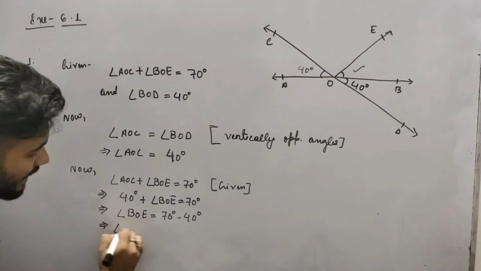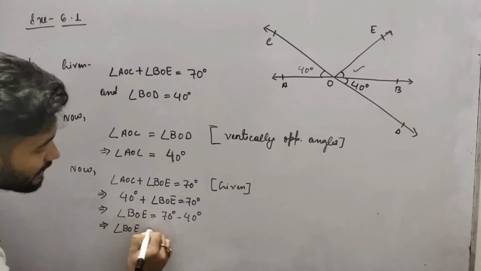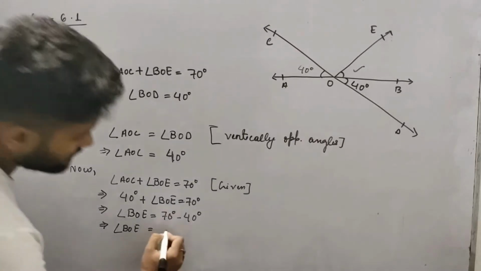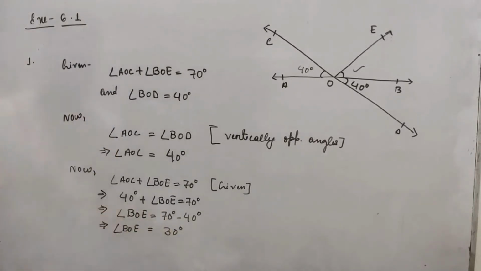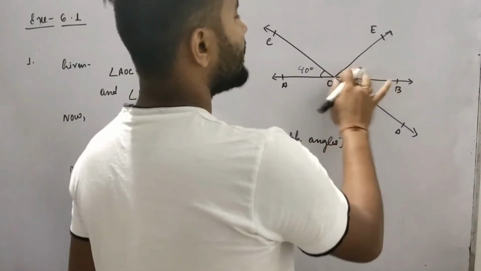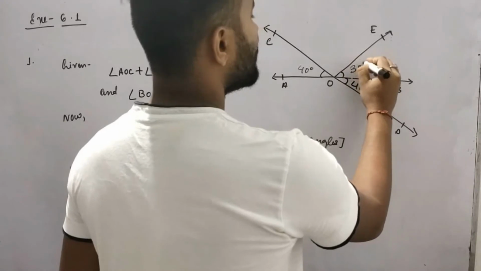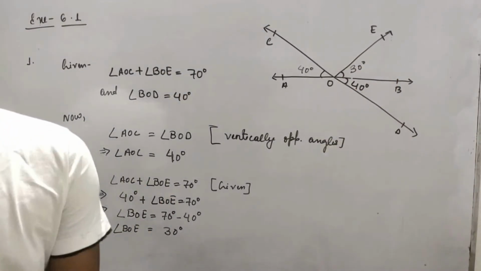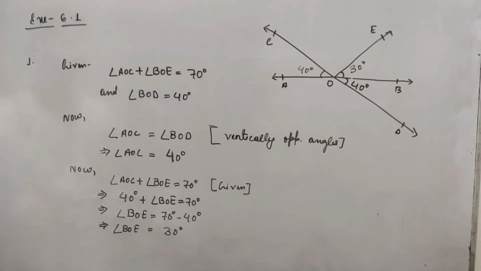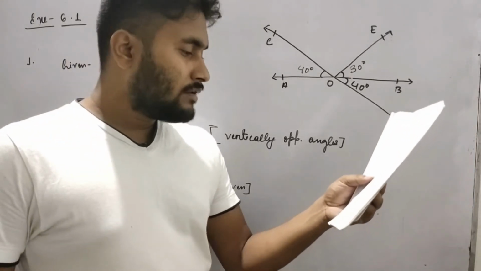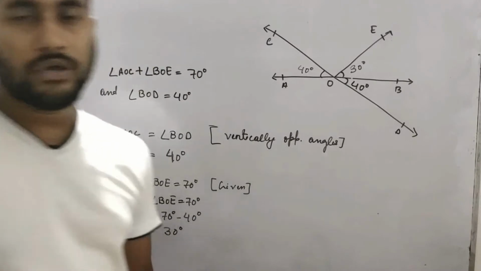So which implies angle BOE will be equal to 70 minus 40, which is 30 degrees. So the value of angle BOE is 30 degrees. We have got one answer, and one more we are required to find. So what is the next one? Find angle BOE, done, and reflex angle COE.